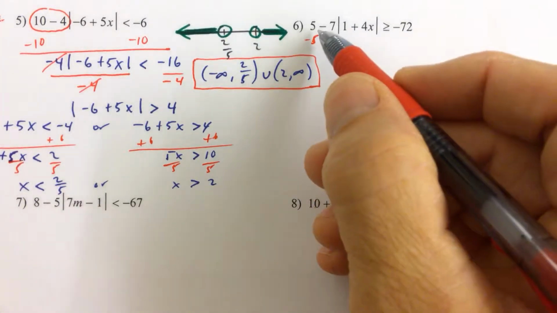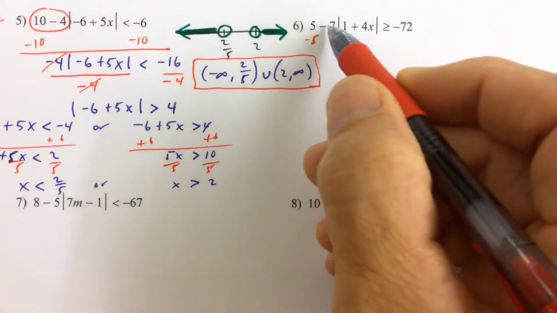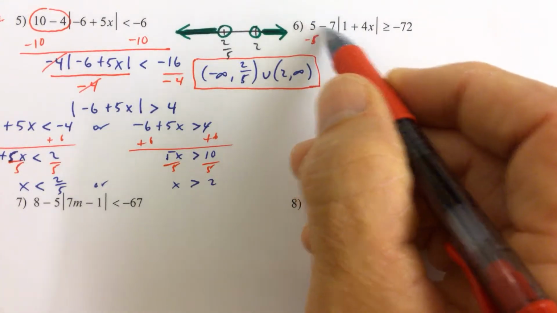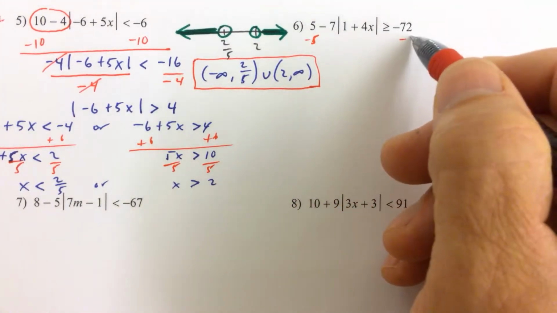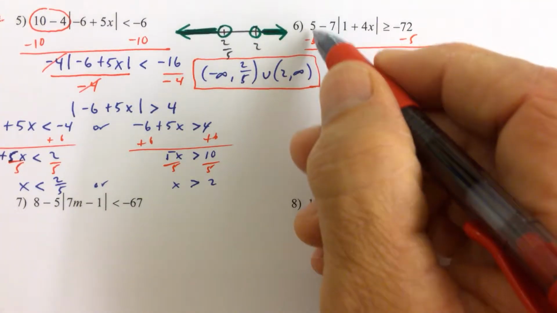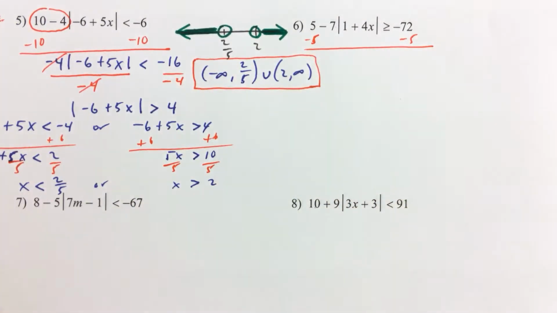For problem number 6, I want to just remind you that when you see 5 minus 7 times something, that does not mean that you're allowed to combine the 5 and the negative 7 to make negative 2. What we want to do is get rid of that floating number out there, that 5, move it to the right side by subtracting 5 from both sides.